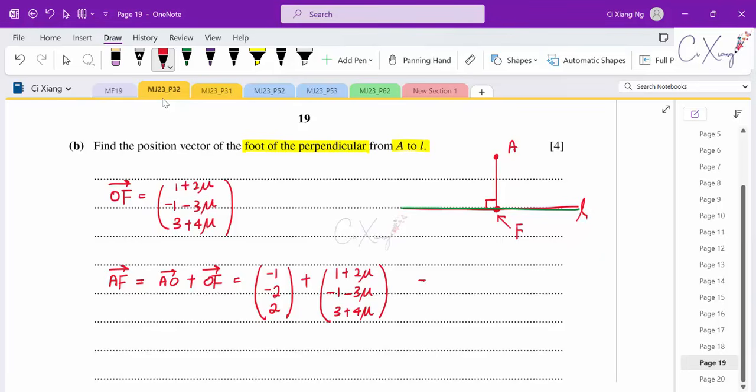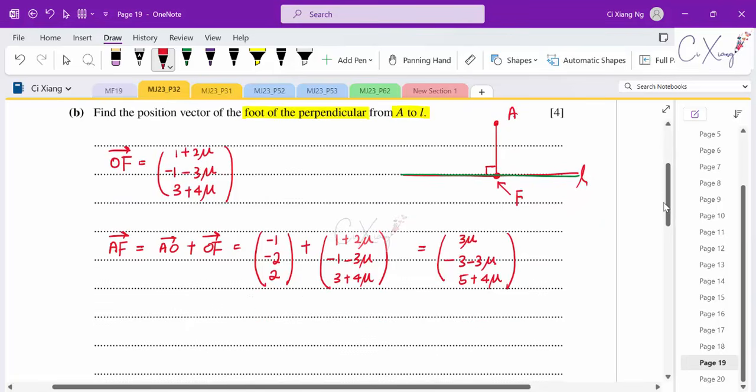Okay, then I try to simplify it. -1 plus 1, I get a 0. So I'm having a 3 mu here. Okay, -2. With this, I'm having -3 minus 3 mu. And then the bottom one, I'm having 5 plus 4 mu. So this is a vector AF. Alright, so vector AF also have mu, right?